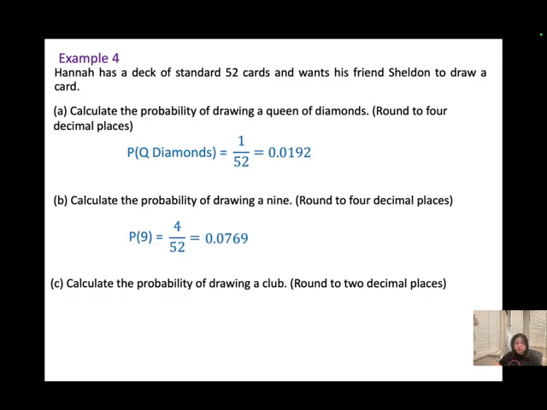Then the last one, calculate the probability of drawing a club. Okay, think about it. How many clubs in a deck of 52 cards? We do have 13, right? So 13 over 52.